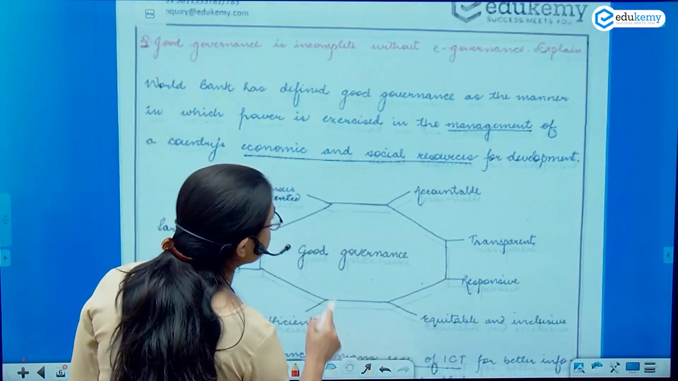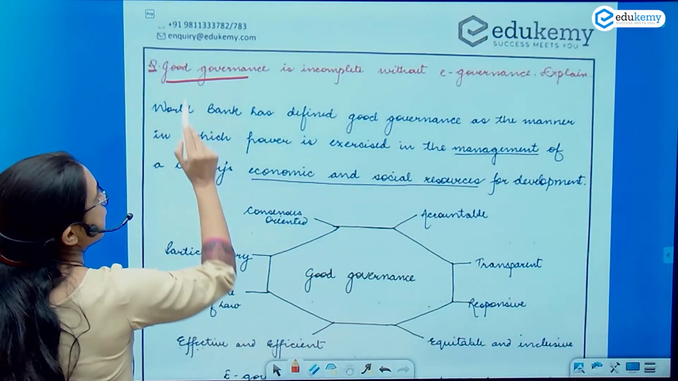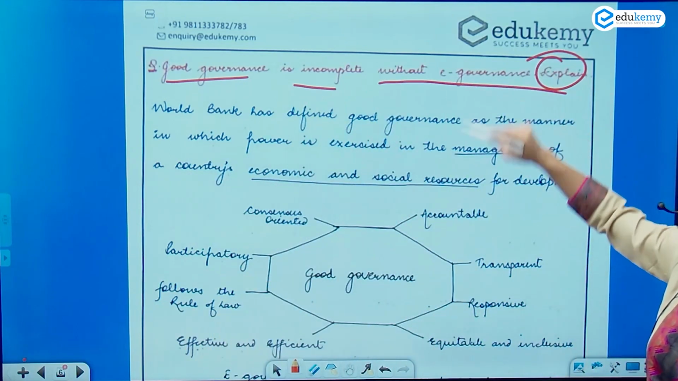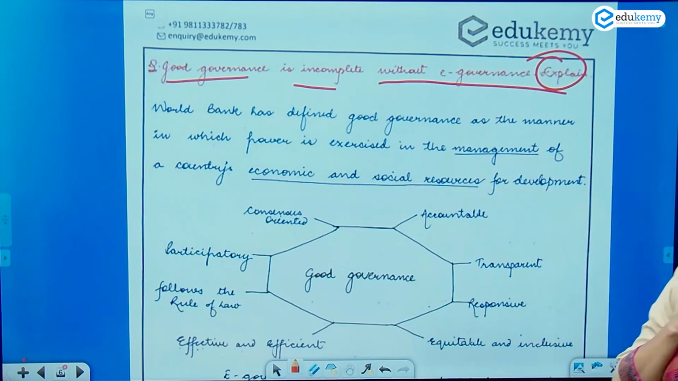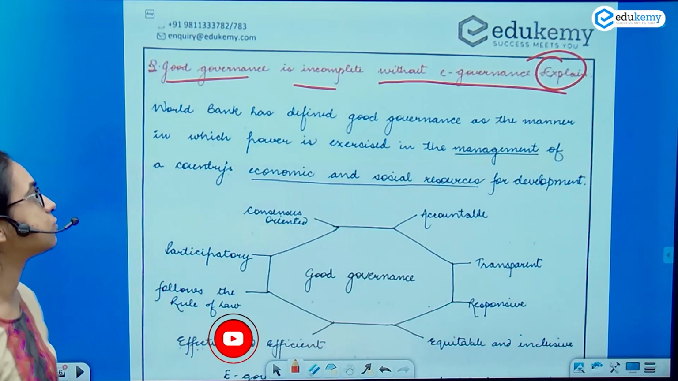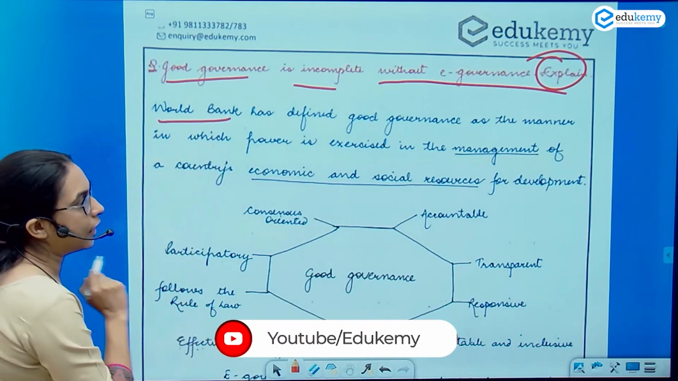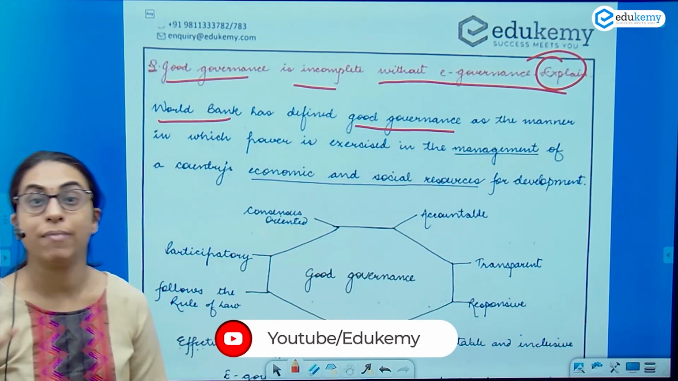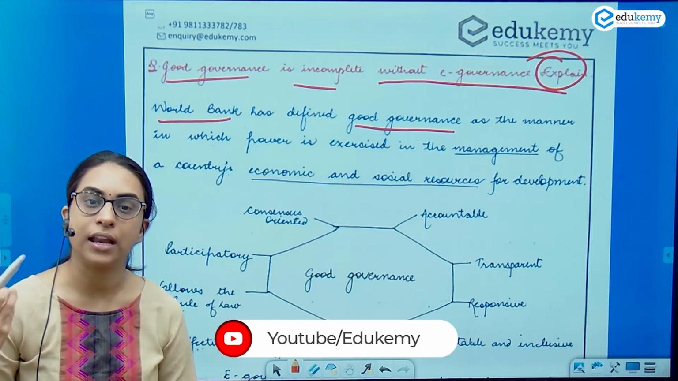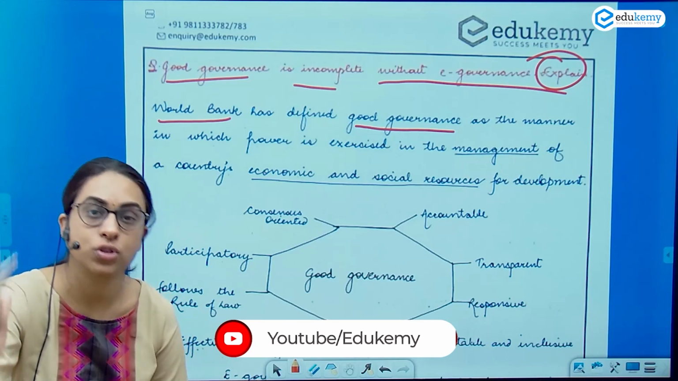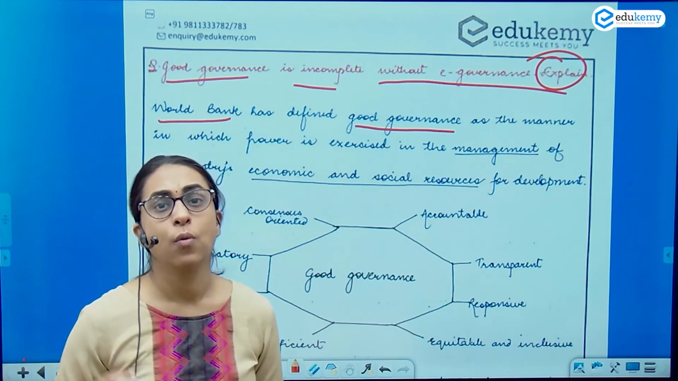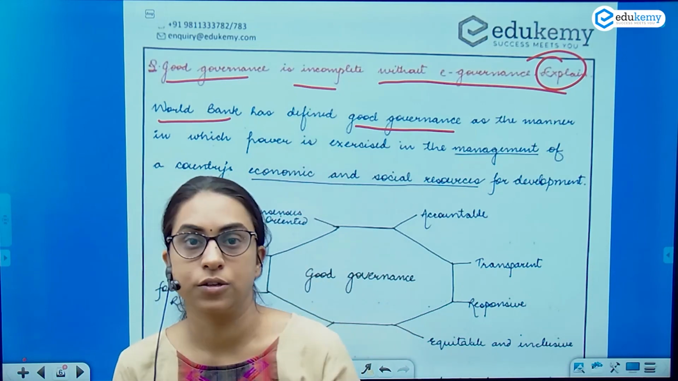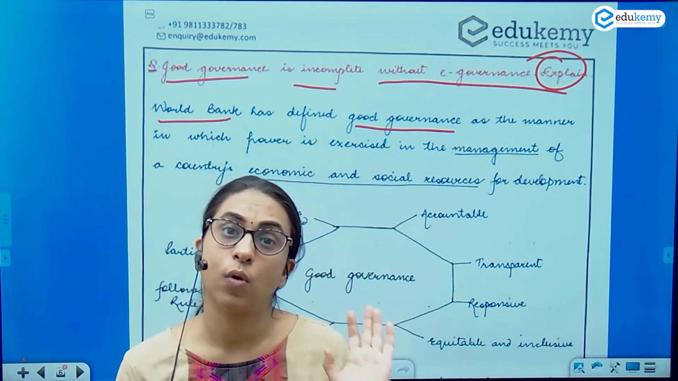The answer here is that good governance is incomplete without e-governance. Explain. If I give the definition, you can start with the definition of the World Bank. What does the World Bank say? The World Bank has defined good governance as the manner in which power is exercised in running the economy, in running the country, in running the social parameters of a country. So what is good governance? Good governance is the governance of the country on good parameters. We will see what the parameters are.